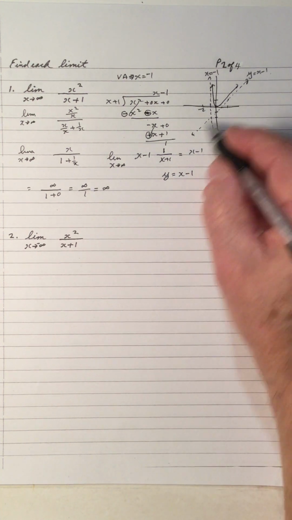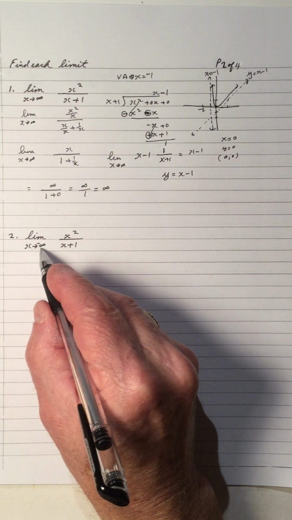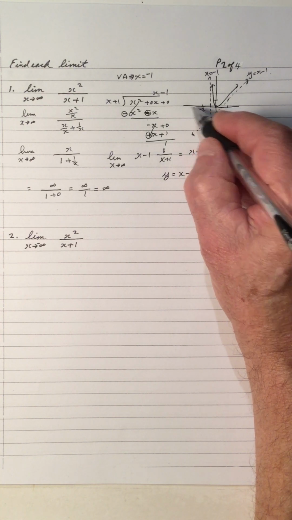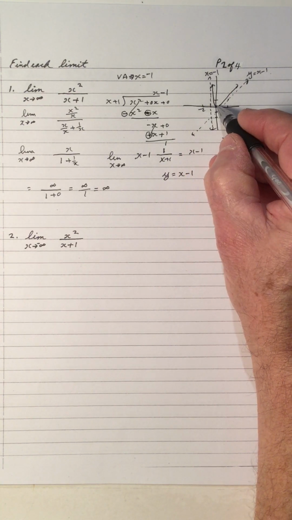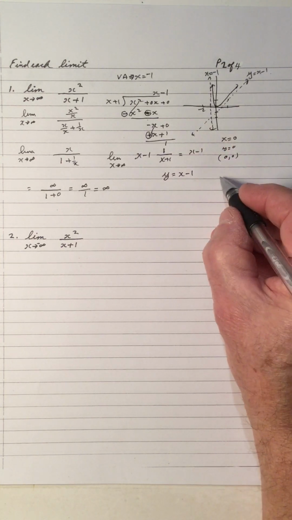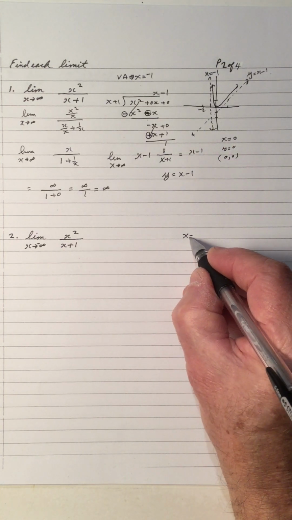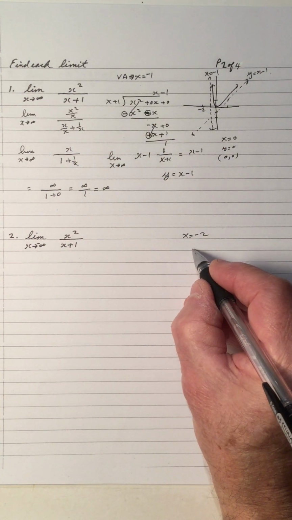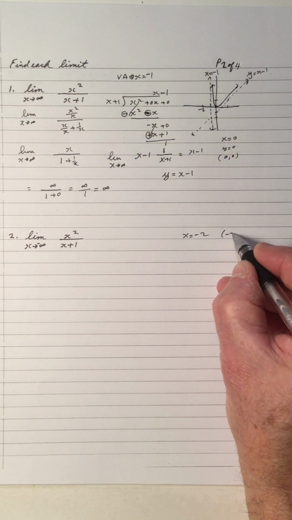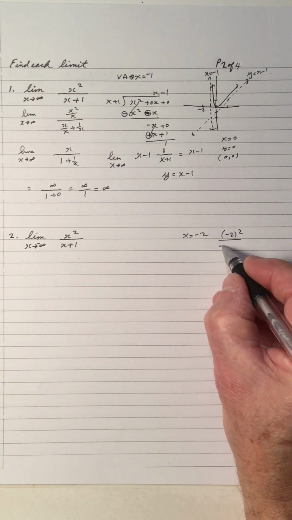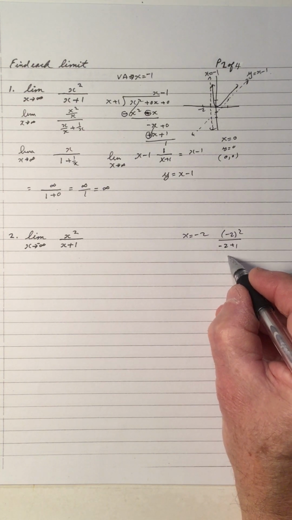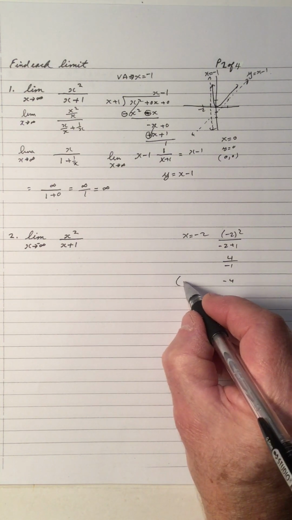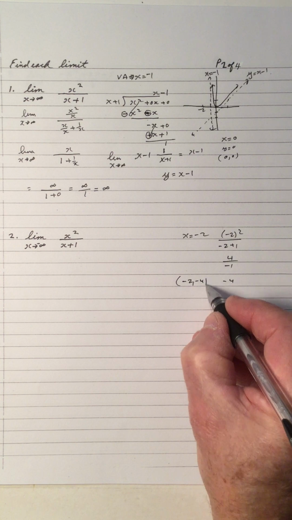Now, the other part of this one is right here, where x goes to negative infinity. So if x is going to negative infinity here, where is this graph? Well, let's look at x is negative 2. So let's put x is negative 2 into this expression. What we have is negative 2 squared all over negative 2 plus 1. So that's 4 over negative 1, so we get negative 4. So negative 2 gives us a negative 4.